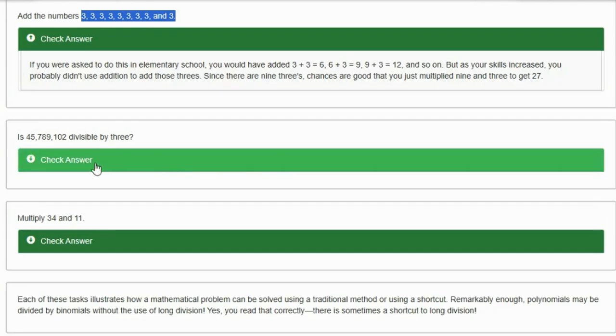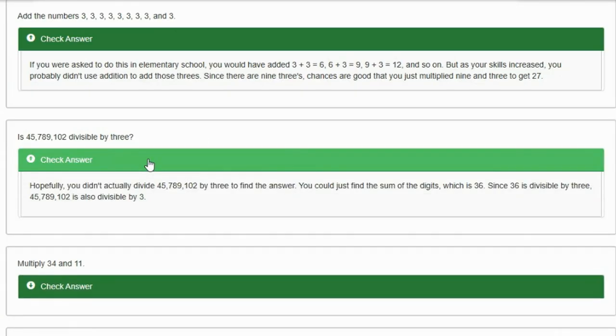How about this? If we divide 45,709,102 by 3. Okay, that's going to be some long division for you there, right? Or you're going to pull a calculator out. But there's a shortcut. If you add these digits together, 4 plus 5 is 9, plus 7 is 16, 24, 33, 34, 35, 36. 36 is divisible by 3. So that means this is also divisible by 3.